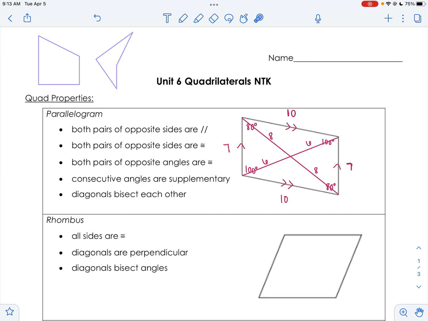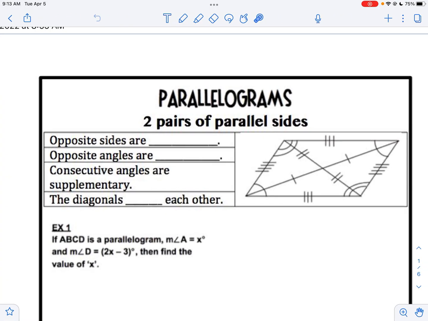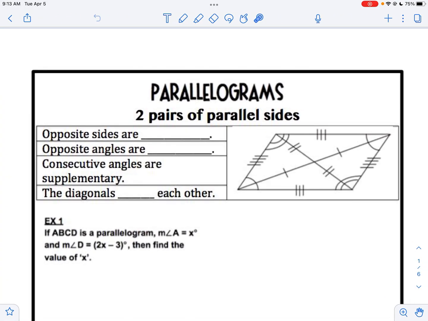Now let's take a look at the notes and we're going to do a few examples. Taking a look at parallelograms, we just talked about how the opposite sides are congruent and they're also parallel.